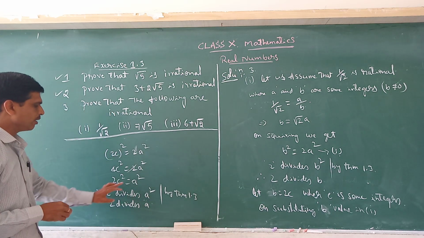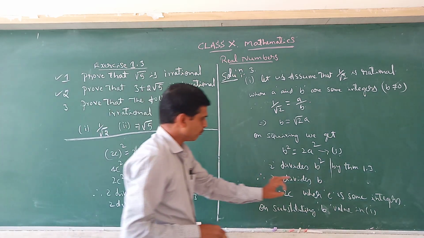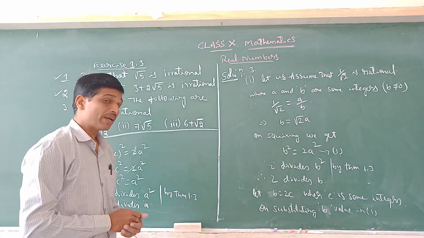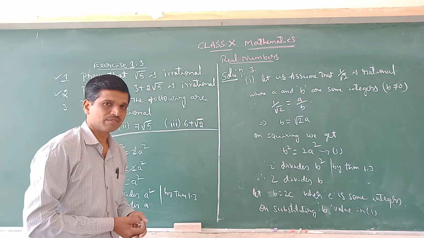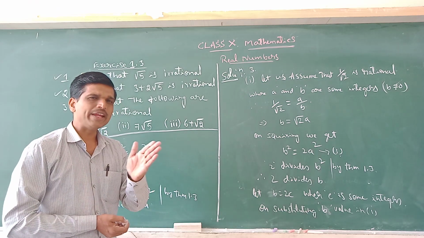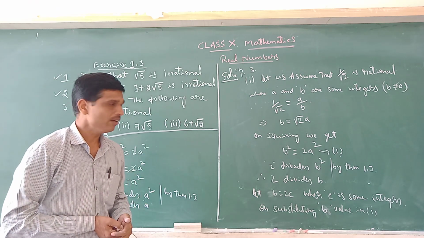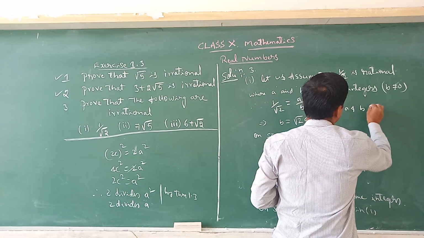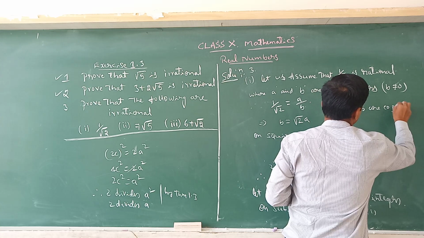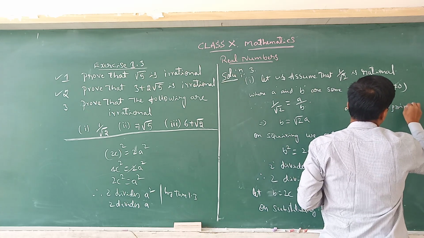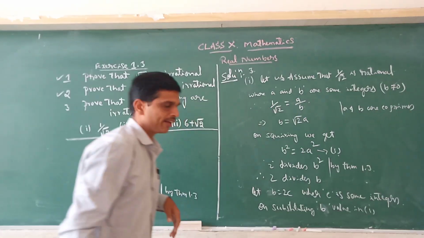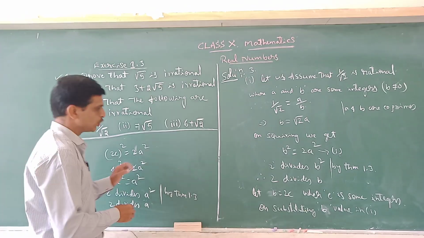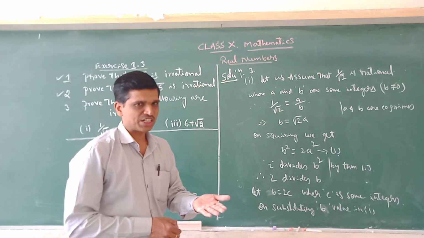It shows that both a and b have a common factor 2. But it contradicts our assumption, that is, both a and b have no common factor other than 1, because we assumed a and b are co-primes. So our assumption is wrong. That is, root 2 is already an irrational number.